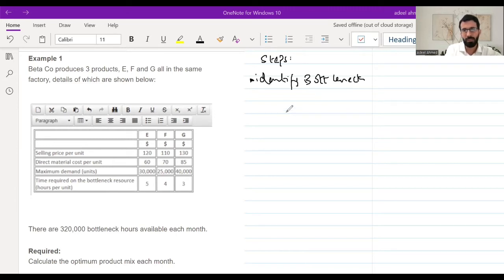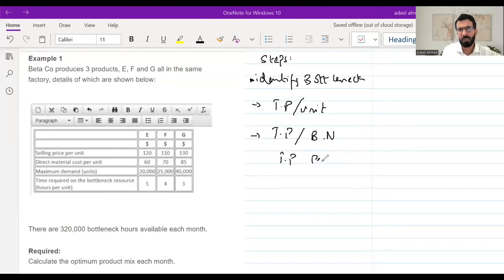So once you have identified the bottleneck, your steps will start, which would first of all be to calculate the throughput of each product per unit. And then once you have calculated the throughput per unit, you will calculate throughput per unit of bottleneck resource. So let's say one of the machines is a bottleneck, we'll effectively be calculating throughput per machine hour, you can say.